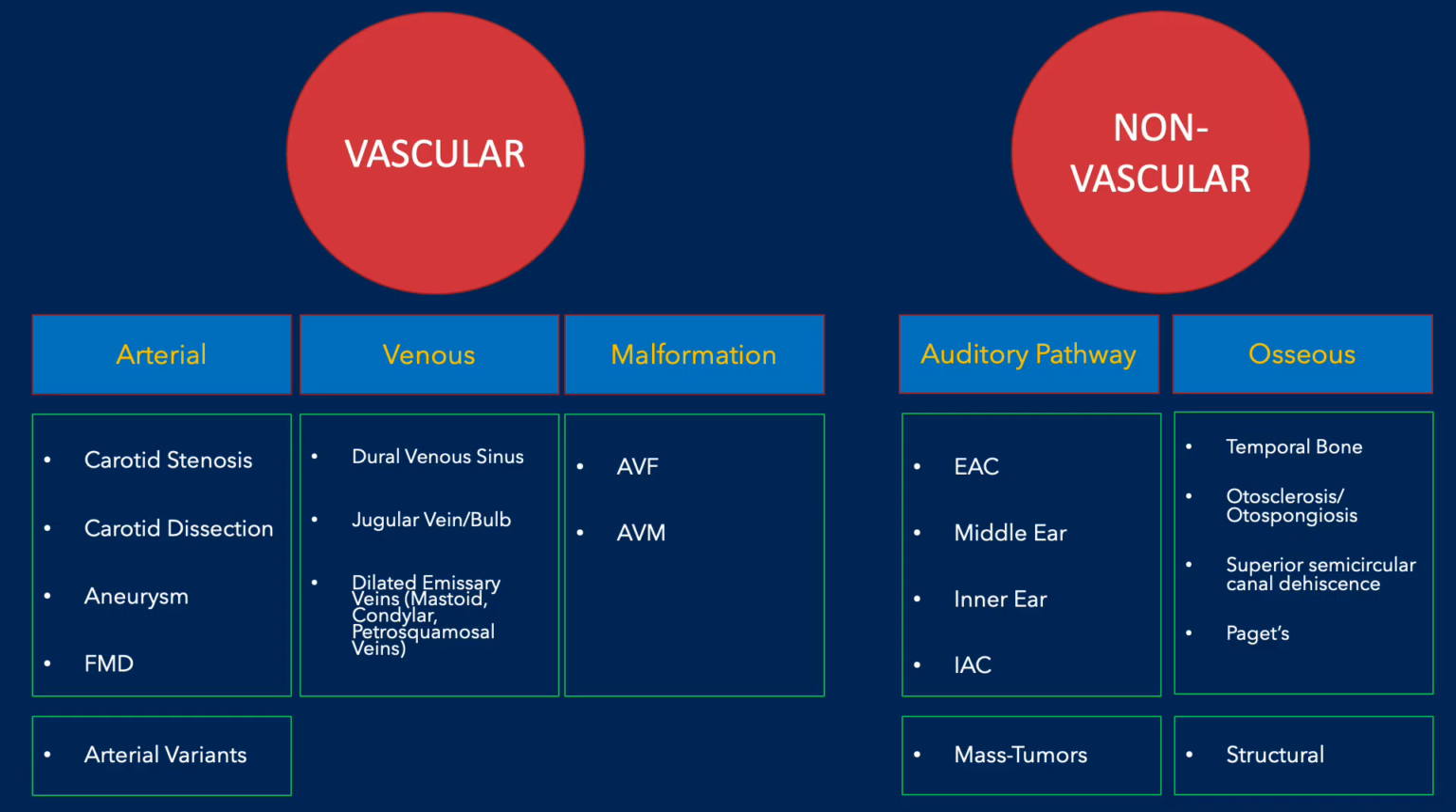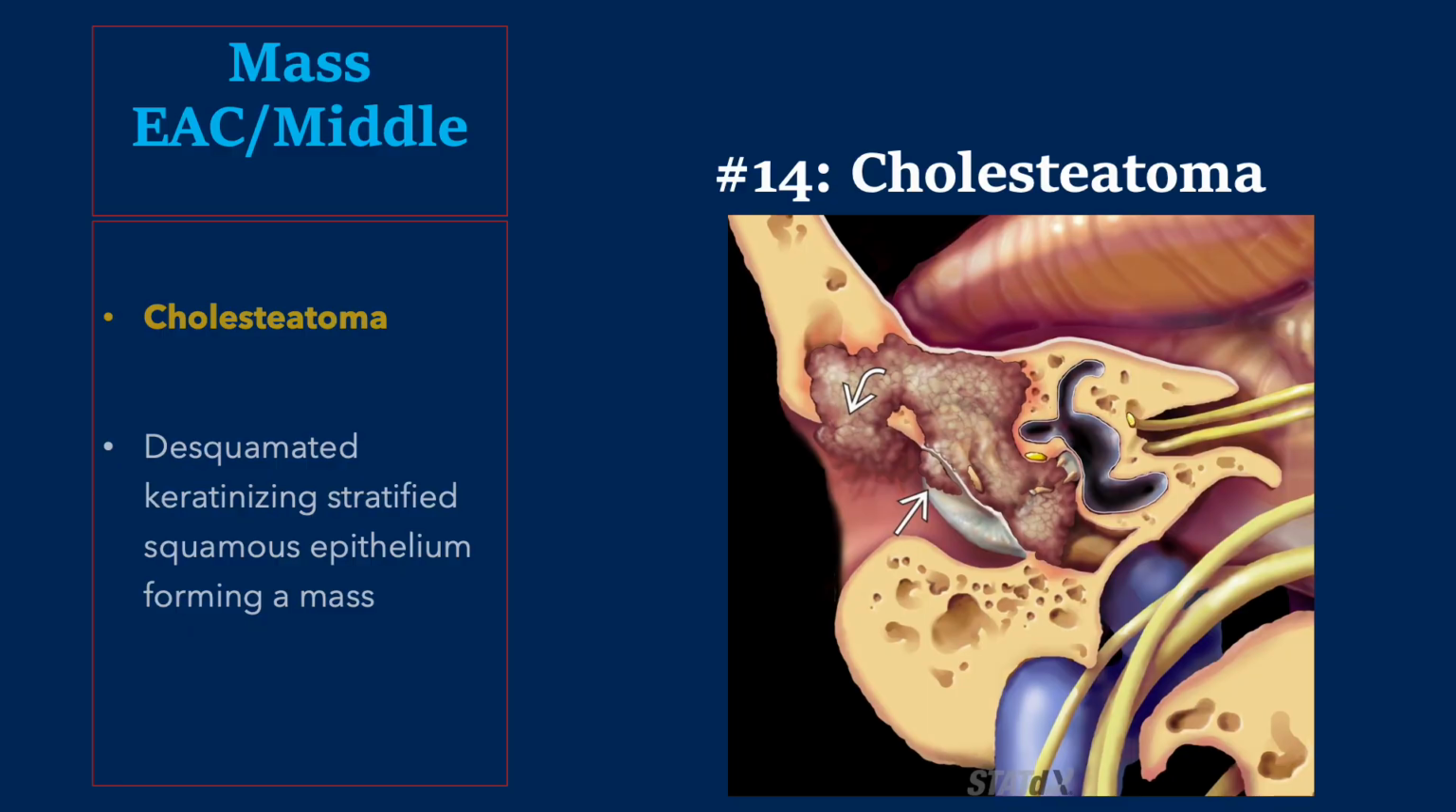As mentioned earlier, non-vascular causes included masses and tumors of the auditory pathway, as well as bony abnormalities of the temporal bone. So a cholesteatoma is a collection of desquamated squamous epithelium with erosion of the adjacent osseous structures.